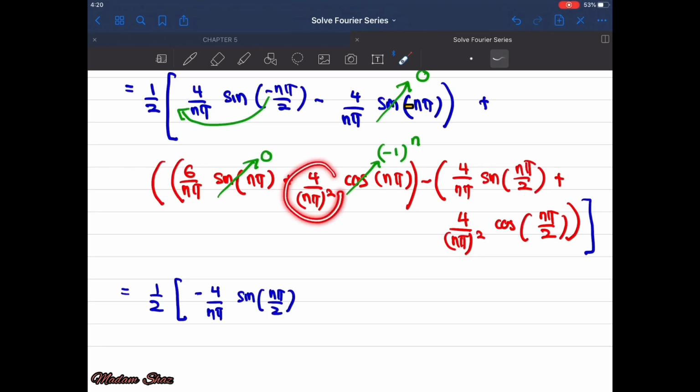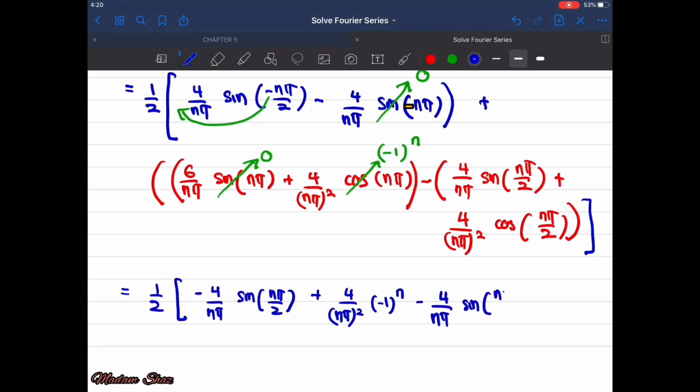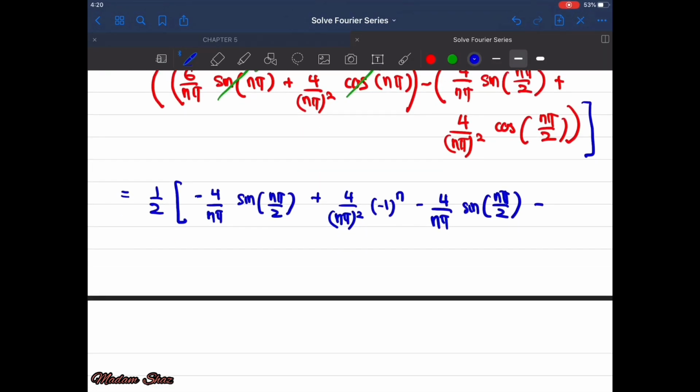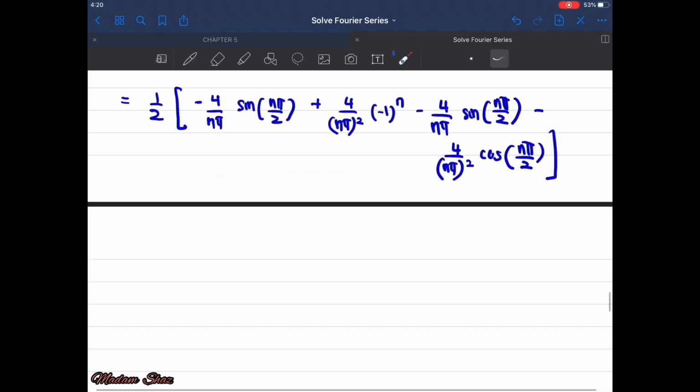So 4 over n pi over 2 multiply with the negative 1 the power of n, plus 4 over n pi over 2 multiply negative 1 the power of n, minus negative 4 multiply n pi, minus 4 over n pi sine n pi over 2, minus 4 over n pi square cos n pi over 2. So close the bracket. So now if we have the same term, then you have to simplify.